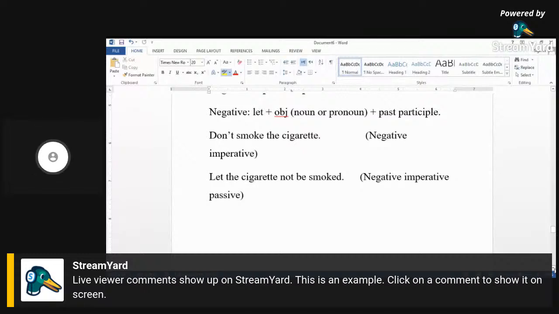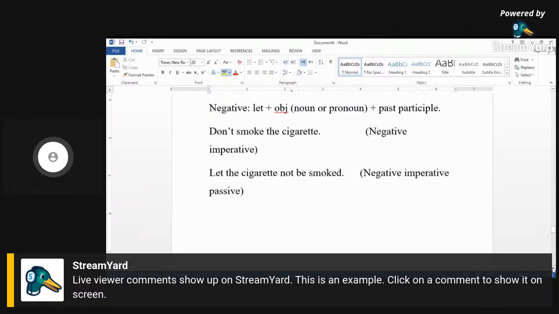We see this sentence in buses, in common places, in hospital, and somewhere else. So, don't smoke cigarette. Cigarette شما نکشید. Let the cigarette not be a smoker. cigarette نکشید. یعنی اگر ما ترجمه بکنیم let the cigarette not be a smoker. بگذارید سیگرت دود نشود. یعنی شما سیگرت نکشید. پس میتونیم مو ترجمه را برش داشته باشیم.